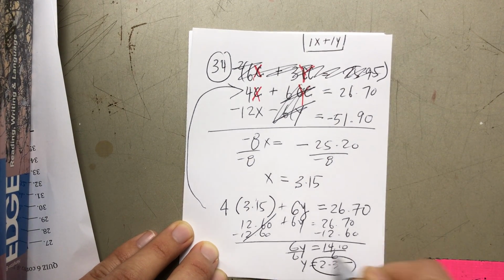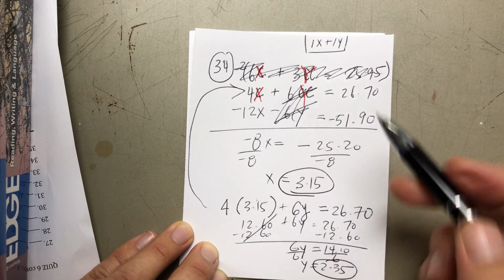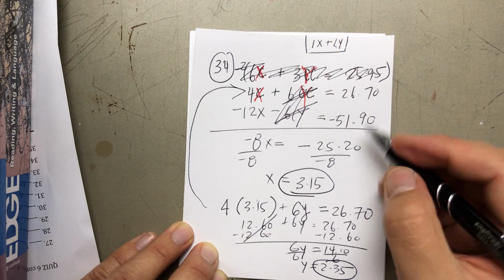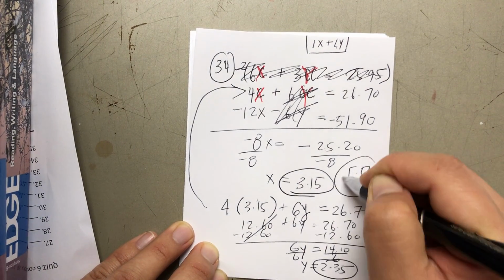So you're going to take this and you're going to add it to this to get your answer, and that's going to add up to $5.50.